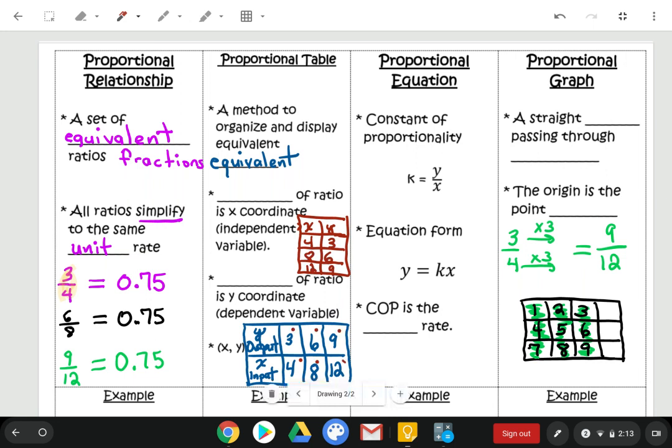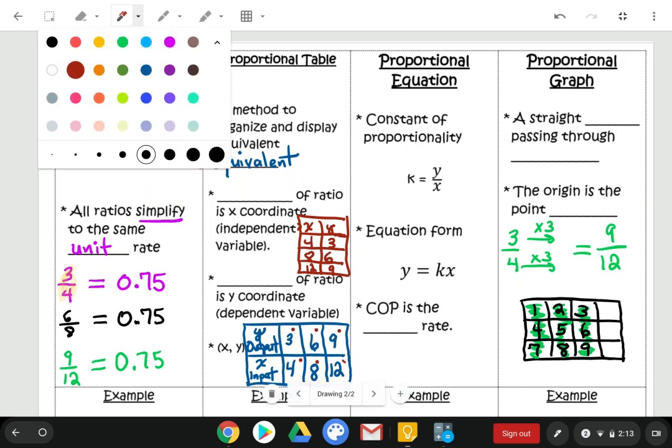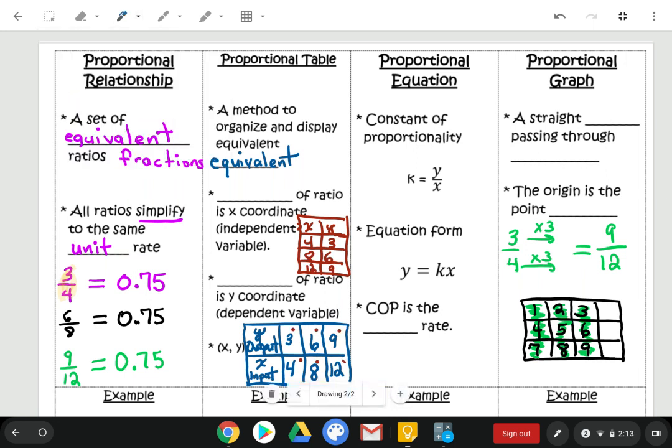I need you to know that when we have these fractions, okay, the denominator, remember, denominator is the number on the bottom. The denominator of the ratio is the x coordinate, and that's also what we call independent variable in science. Okay, and the numerator of the ratio is the y coordinate.